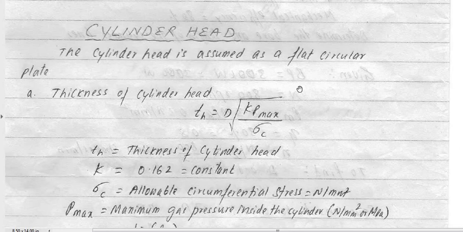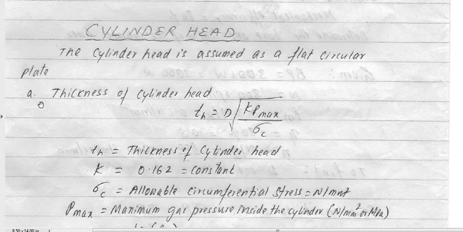Good morning to all. In the earlier video from Unit 5, we saw the design of the cylinder and one problem based on it. Now we will see the second component, the cylinder head. The cylinder head is assumed to be a flat circular plate on the top side of the cylinder, on which the various components are mounted.